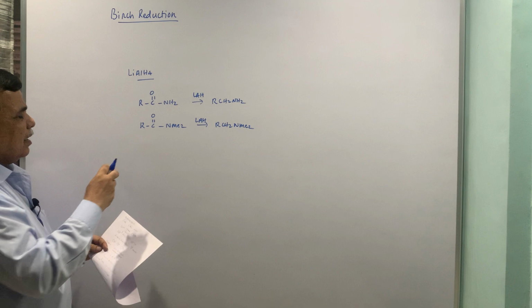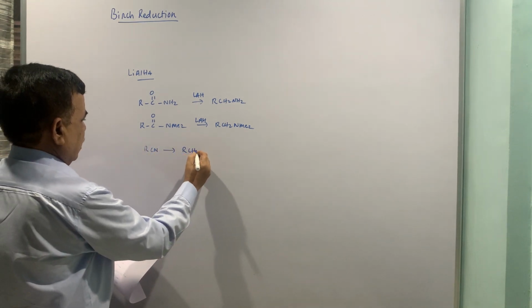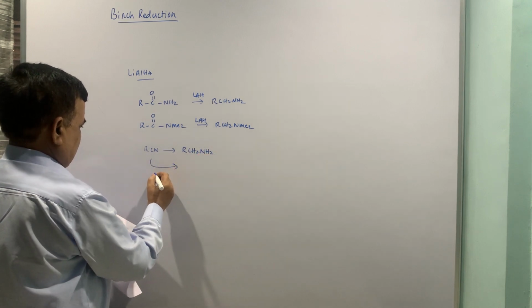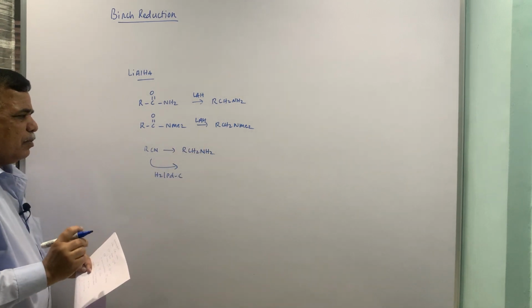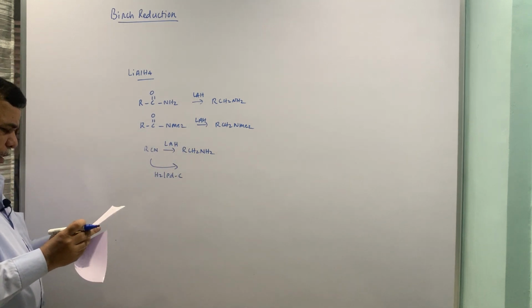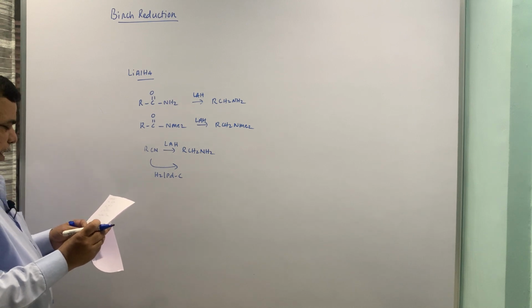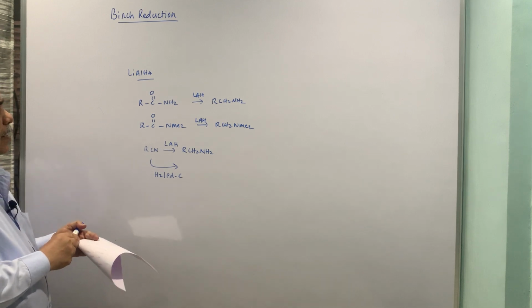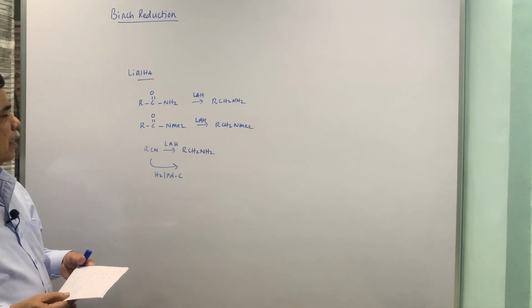The other applications also I will tell. RCN becomes RCH2NH2. This can be also achieved with H2/PdC. The same transformation, H2/PdC can also bring about the similar transformation, and so on. Whenever selectivity is there, you have to use selective reagent. Otherwise, this reagent is very handy and commercially available.